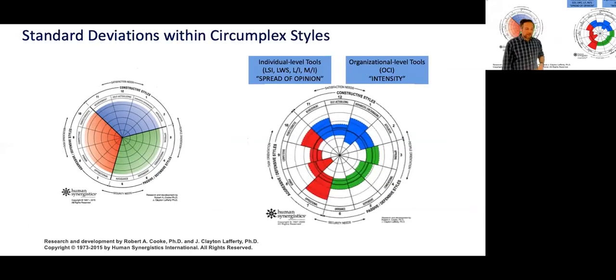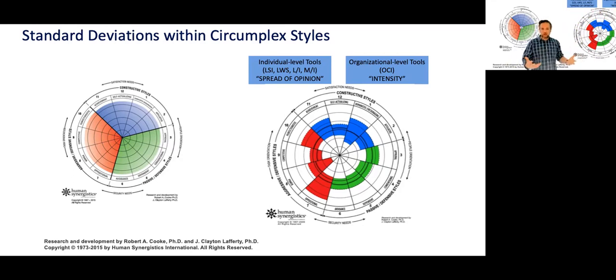So this slide, I'm trying to show standard deviations, give you a visual to refer to. So again, standard deviations, we use those in individual level tools and we call them spreads of opinion. And at the organizational level tools, we call these intensities. So I have to point out here right away that this is actually not standard deviations. These are what are called interquartile ranges. But in any case, they're very, very similar.